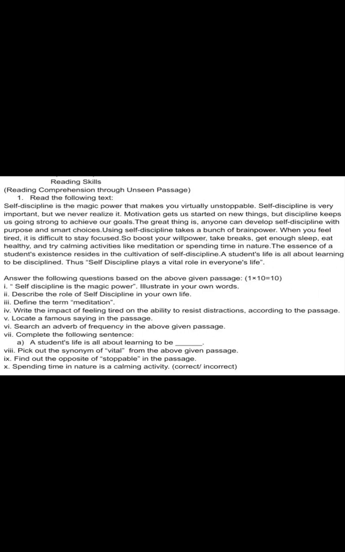So for adverb of frequency, the child can easily find out from the passage. Complete the following sentences, that is the same sentence from the passage, and then pick out the synonym of vital from the above given passage. That is definitely important. Find out the opposite of stoppable, right? The next is, spending time in nature is a calming activity. Is it correct or incorrect?